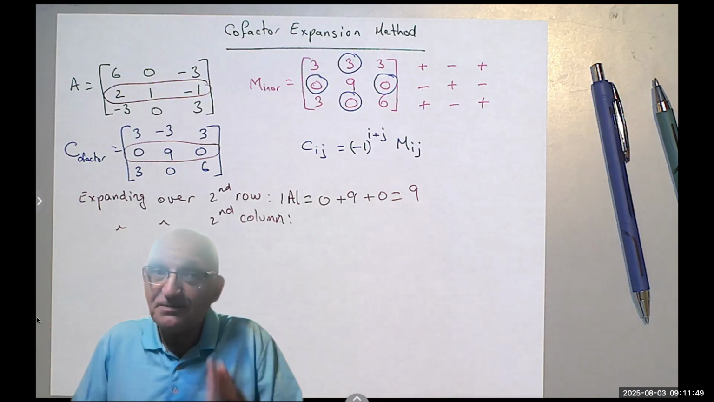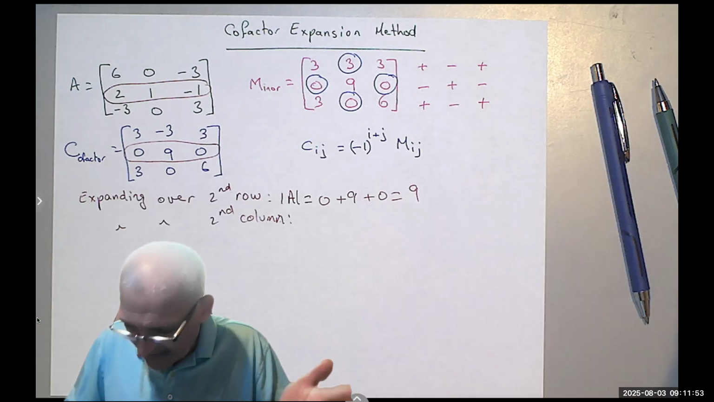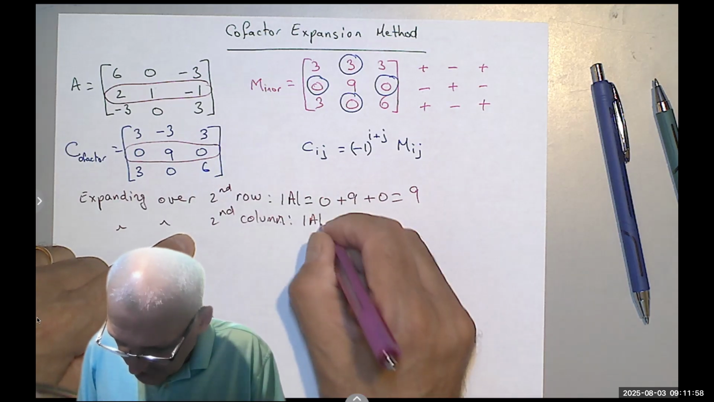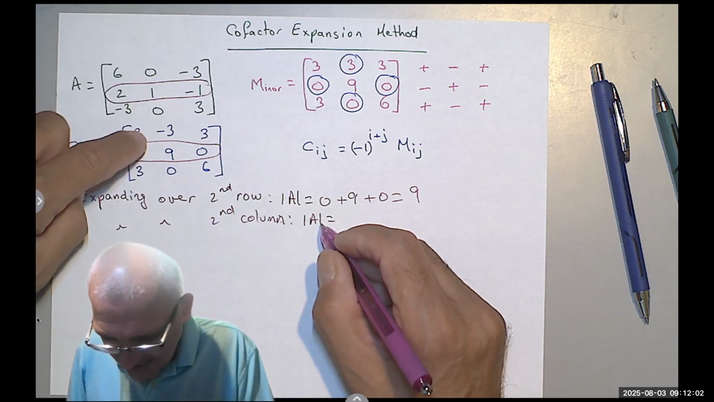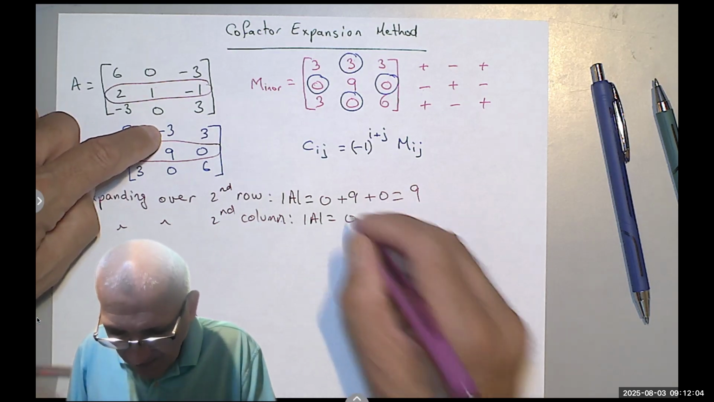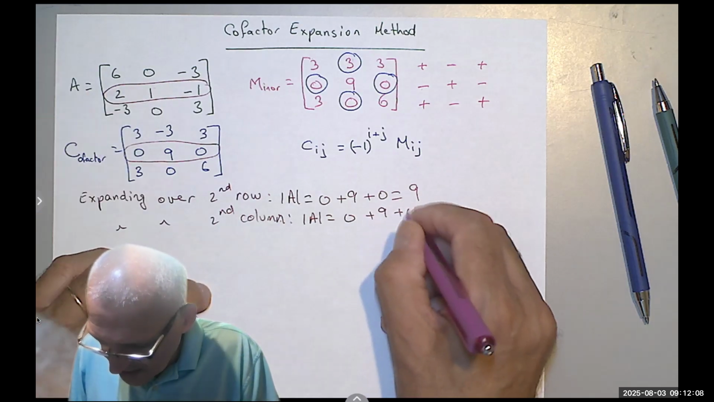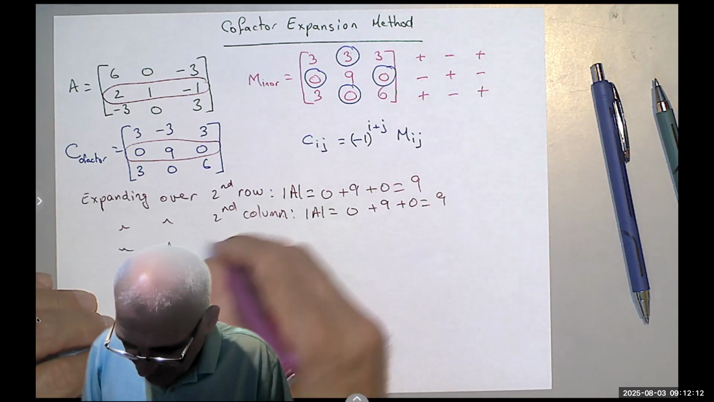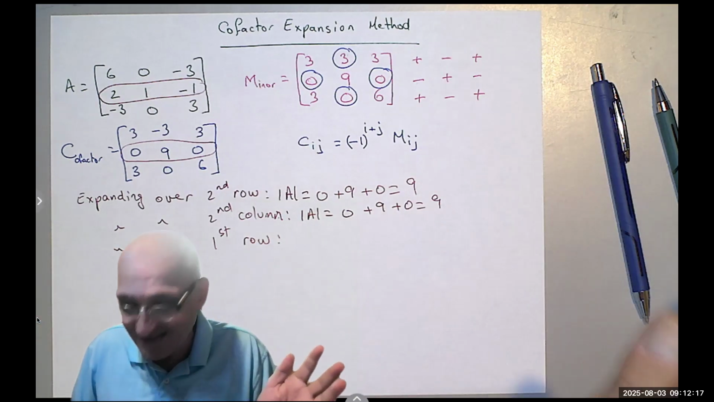Sometimes they tell you to expand a specific row or column, but here, if you say that, you get 9. So in the second column, the determinant of A is 0 times -3 plus 1 times 9 plus 0 times 0 equals 9. Someone else may want to expand over the first row. Some people always use the first row for some reason I never understood.